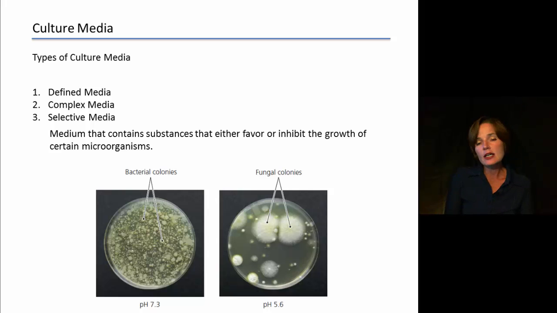A selective media is going to be a media that contains substances that either favor or inhibit the growth of certain microorganisms. So here in this picture, we can see an example of two different selective medias. One is favoring the growth of bacteria. One is favoring the growth of fungi. With selective media, when we do vary the chemicals that are there, that is going to alter the pH, which in some cases is enough to select or inhibit specific ones.